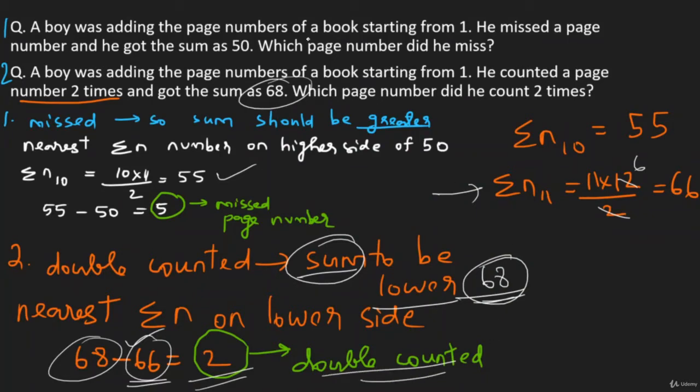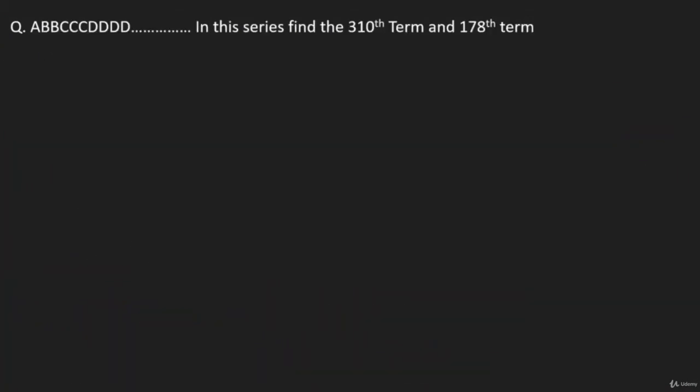All right. And over here, in the case where he missed a page number, we found the sigma n number on the higher side of 50. We got that as 55. So he should have got 55 as the answer, but he got the answer as 50 because he missed counting page number 5. Let's do this question.